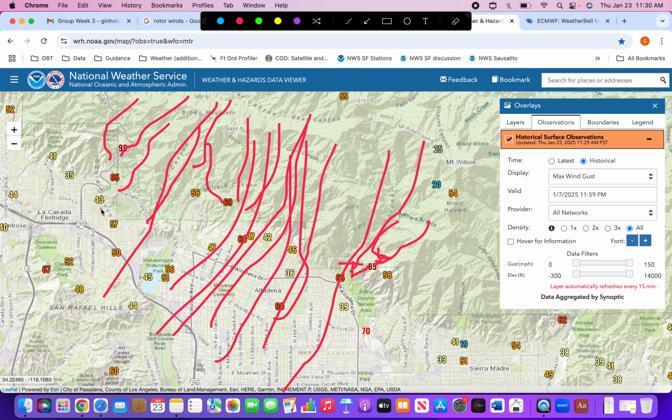This is what it was, the north wind gradient. It was the north wind gradient, and it was the acceleration of winds through these areas that contributed to these fires. So that's pretty much what I wanted to talk about today.